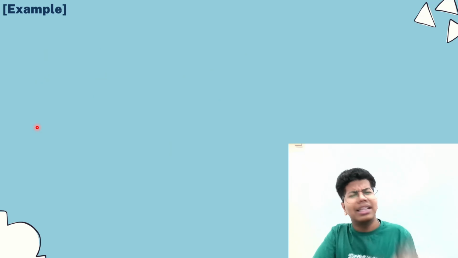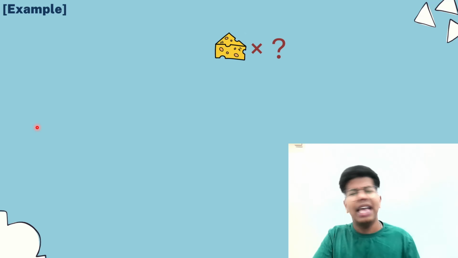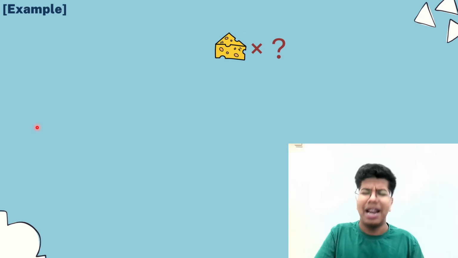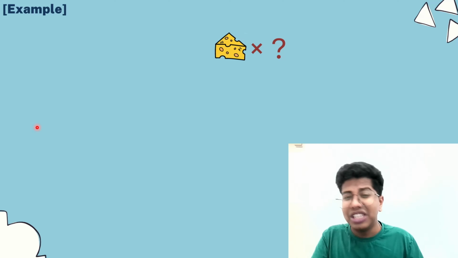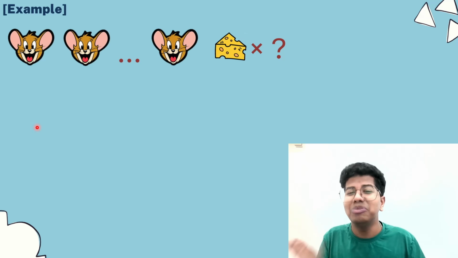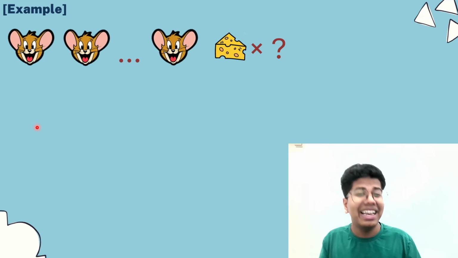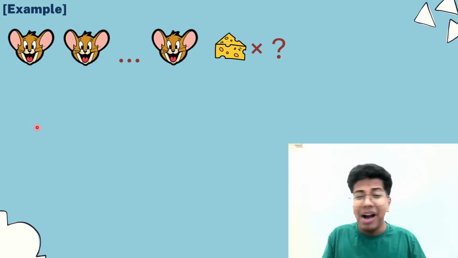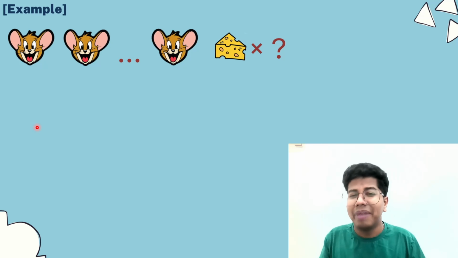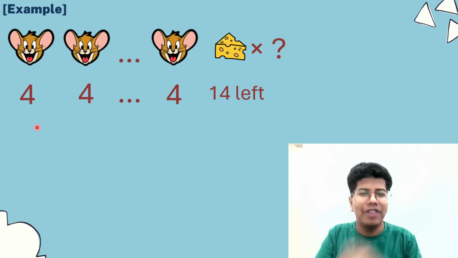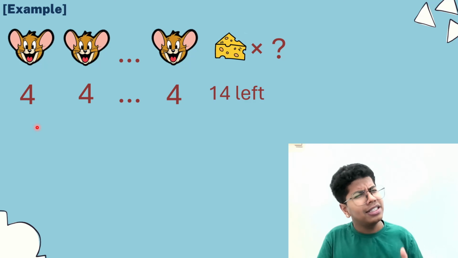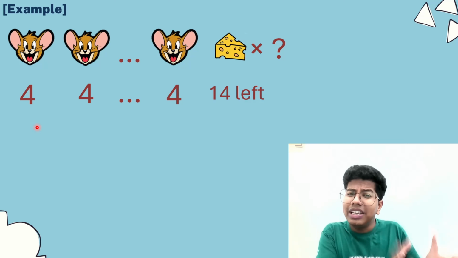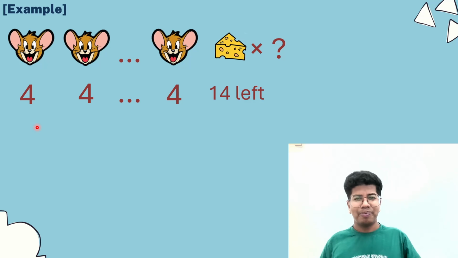Now let's take another example. Let's say there are some number of cheese cubes. I don't know what the number is, but let's imagine. Now this cheese cube I have to distribute to some Jerrys. Now Jerrys really like cheese cubes, right? But the problem is I don't know how many Jerrys are present. But let's say I try to give everyone just 4. Now when I started distributing 4, I realized that there are 14 cheese cubes left with me.